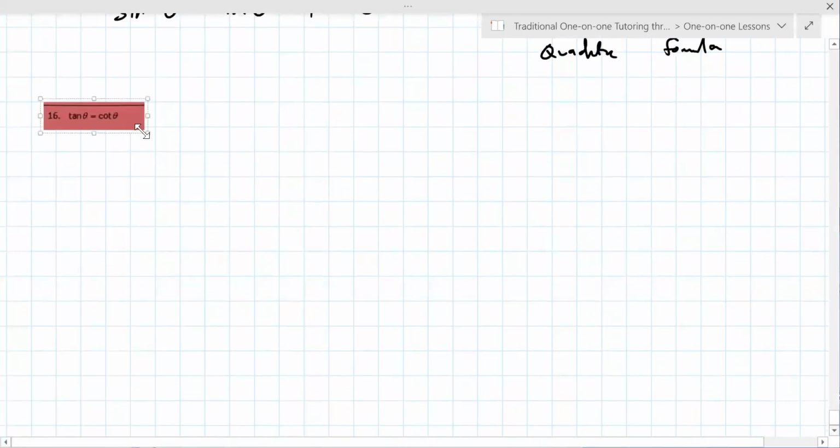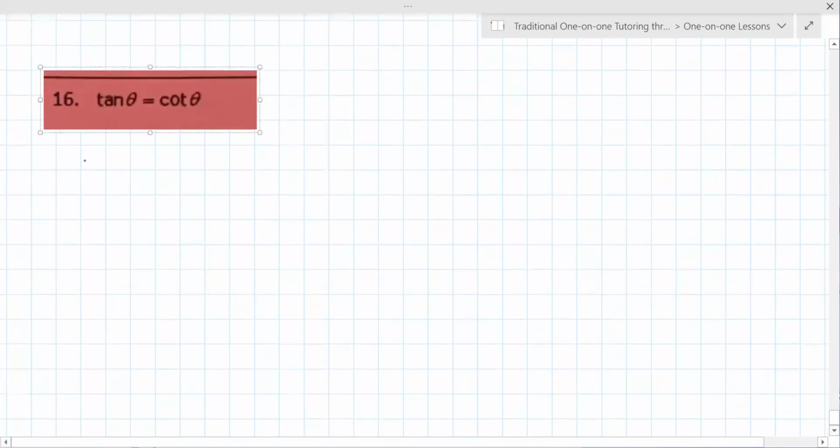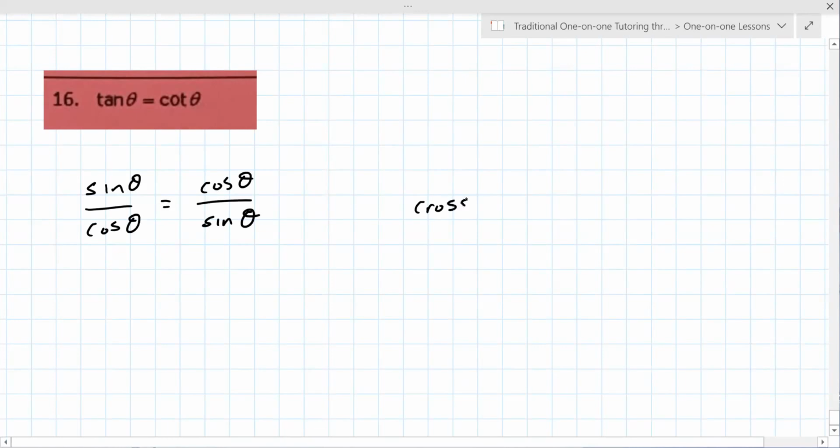Just like in questions 1, 2, 3, and 4 and 5, it's always a good idea to go right to sine and cosine. This is cosine over sine. Then you want to cross multiply, which is generally the approach here. So on the left you get sine squared theta, and on the right you get cosine squared theta.